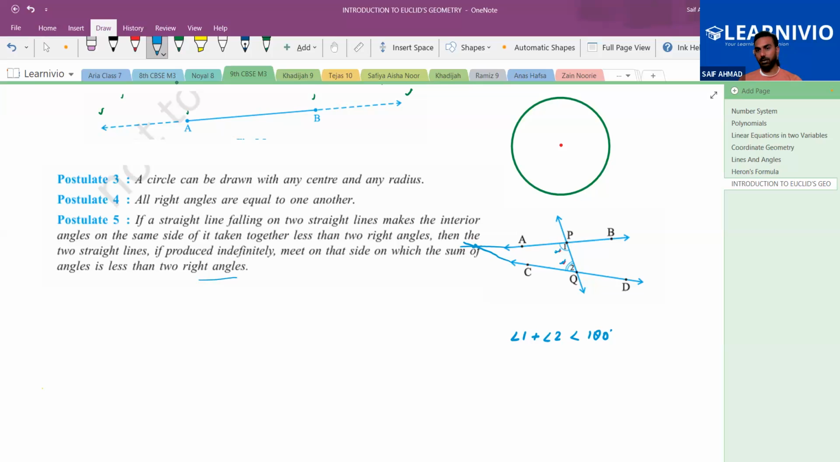For example, I am taking this side, this is angle 3 and this is angle 4. Here we can see angle 3 plus angle 4 is greater than 180. So these lines can never meet. Understood?